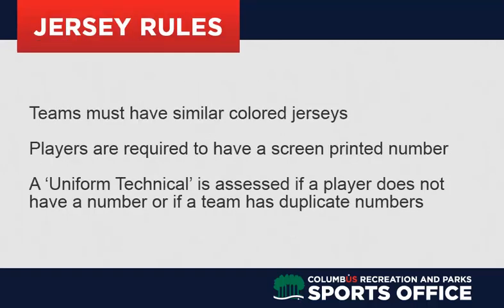CRPD enforces jersey rules for all adult leagues. Teams must wear similar colored jerseys, and all players are required to have a screen-printed number. Tape or markers cannot be used to make a legal number. If a player does not have a proper number, they are assessed a uniform technical when they enter the game, and the opposing team is awarded 2 points. A uniform technical is also awarded if a team has 2 players with the same number.